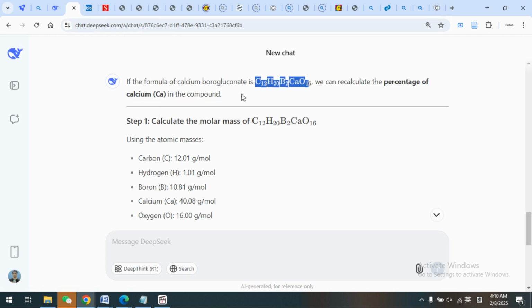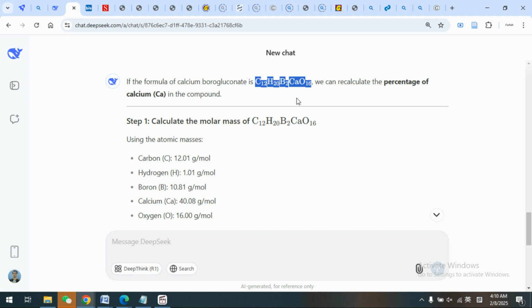We can calculate by ourselves, or we can ask an AI tool: if the formula of calcium borogluconate is C12H20B2CaO16, then calculate the percentage of calcium in it. We tell the chatbot the formula because different formulas are used, and it can detect different formulas for the same complex compound, but we will discuss it later. So this is the standard formula of calcium borogluconate.